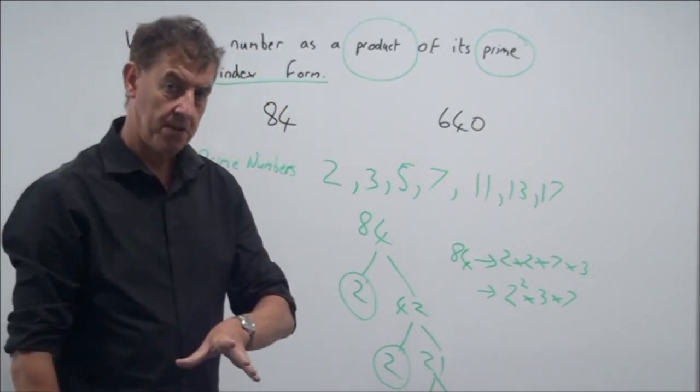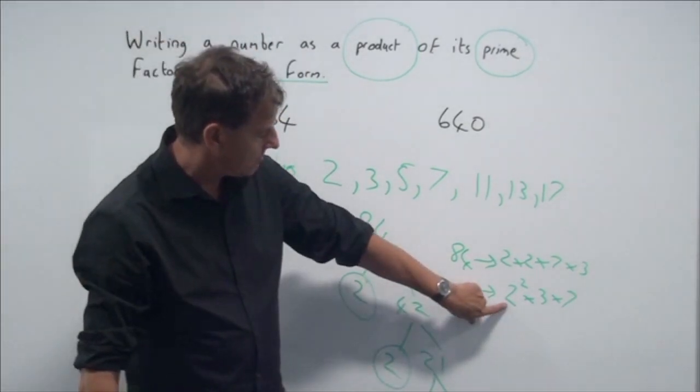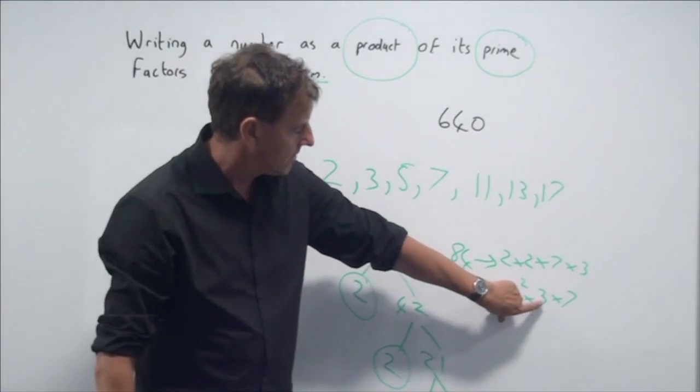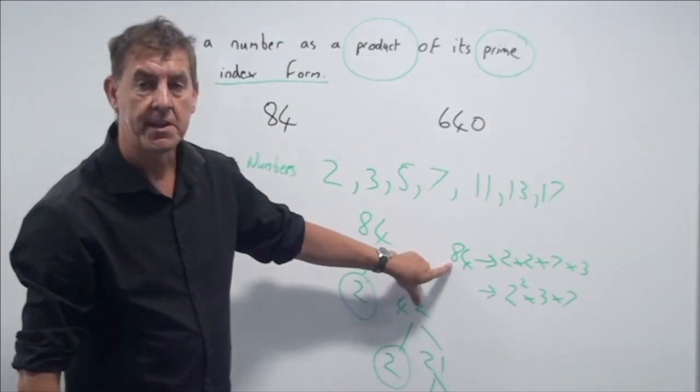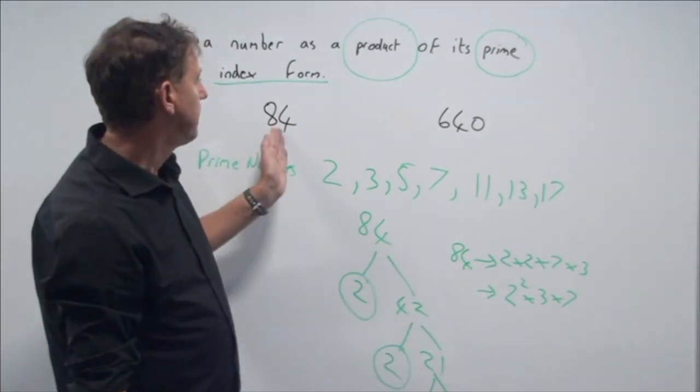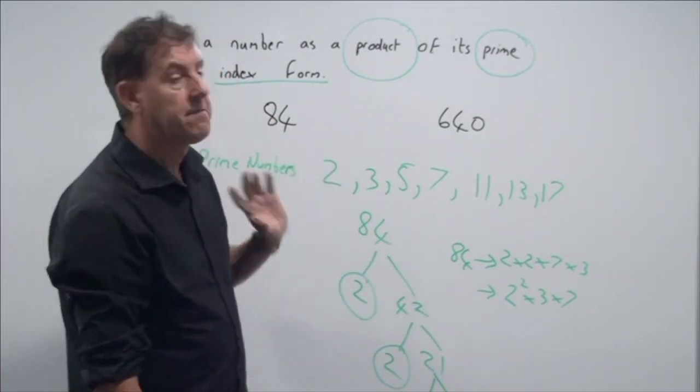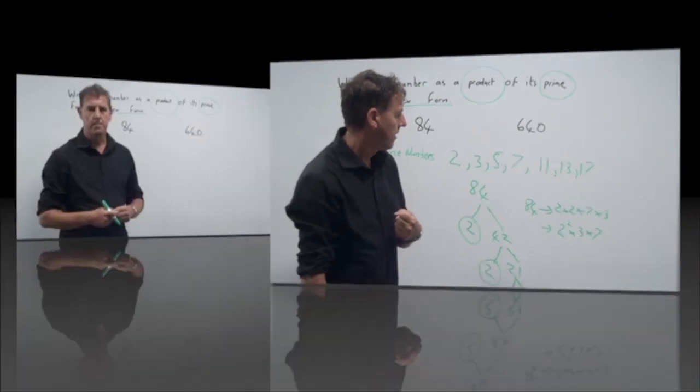You can always check you're correct. 2 times 2 is 4. 4 times 3 is 12. 12 times 7 does make 84. And you've written 84 as a product of its prime factors in index form.